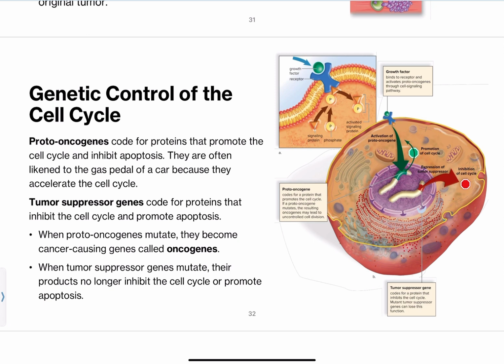On the flip side, we have tumor suppressor genes, which act like the brakes. They tell the cell cycle to slow down, to stop, or even to self-destruct if something goes wrong. So when tumor suppressor genes mutate, the brakes are going to fail, and the cell is going to lose its ability to stop dividing or undergo apoptosis, which is the cell's built-in programmed cell death.